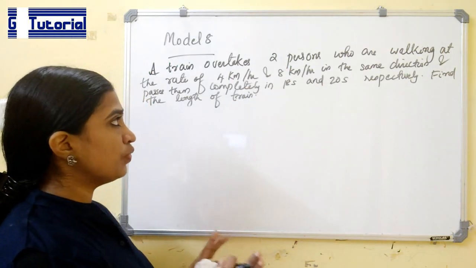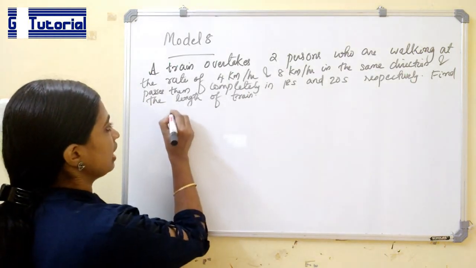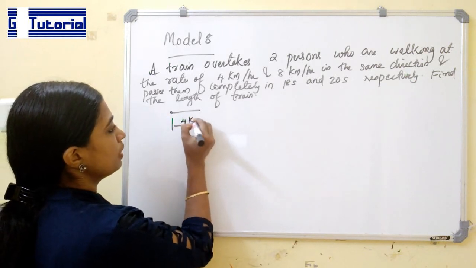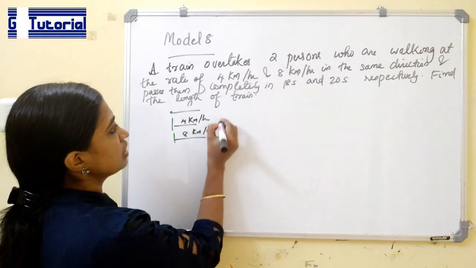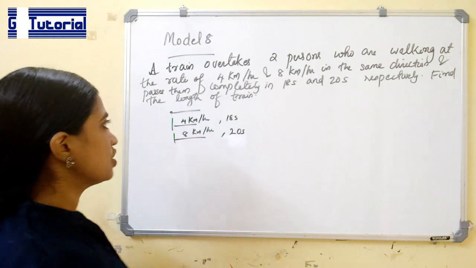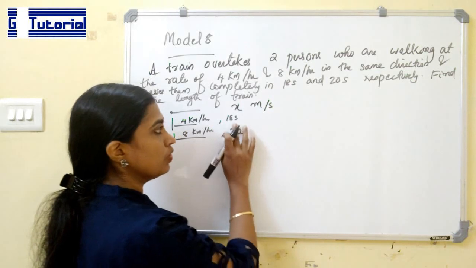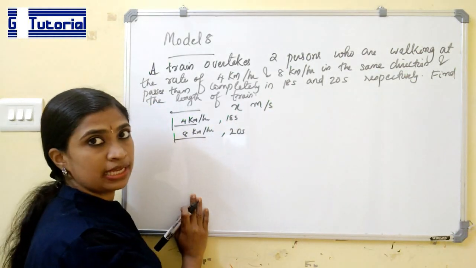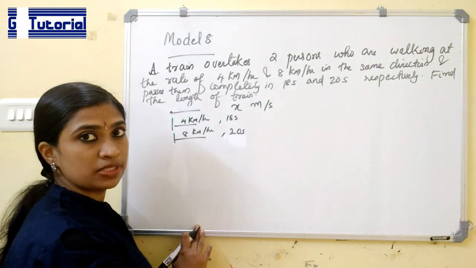So the normal method of doing this is: there is a train, and this train overtakes the first person who is moving at 4 km per hour and the second one who is moving at 8 km per hour, in 18 seconds and 20 seconds. Let us assume that the train is moving at a speed of x meter per second, because the time is given in seconds, and it is overtaking a man who is walking at 4 km per hour.